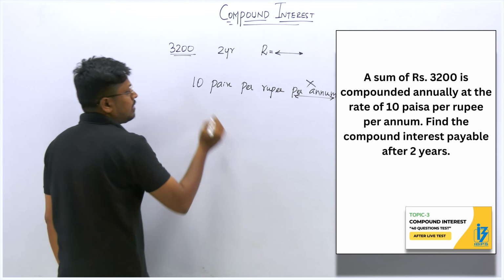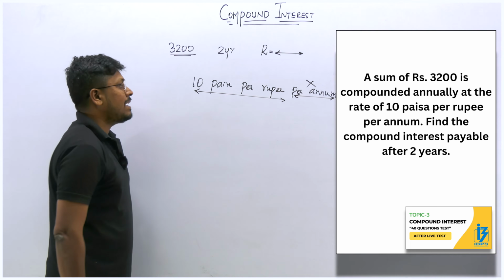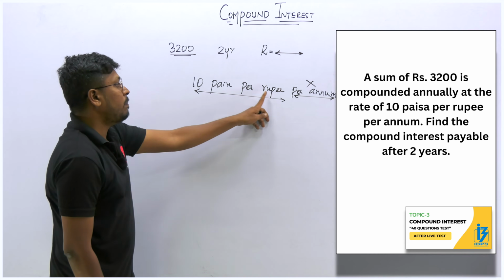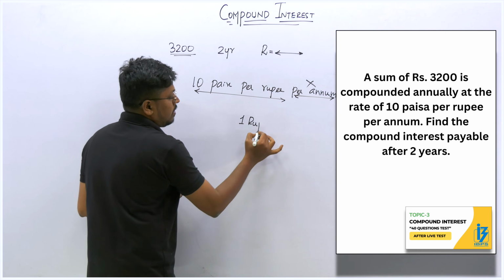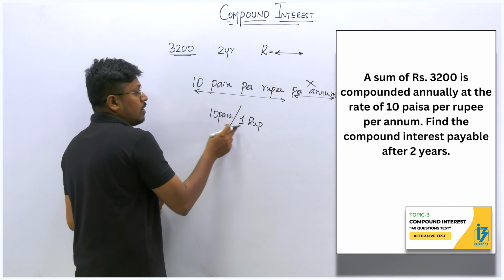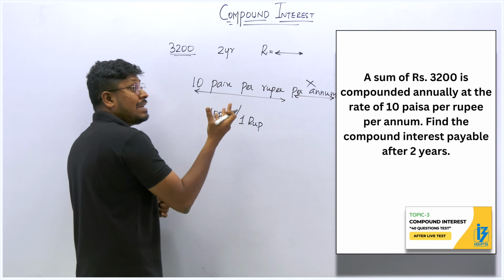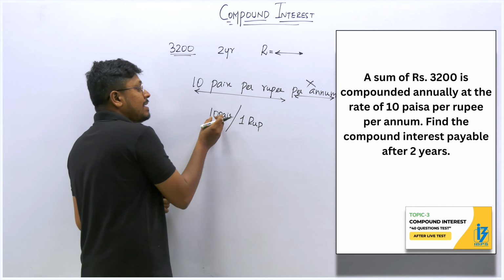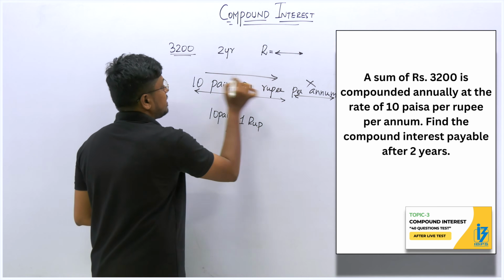This is not the problem. But the only thing is 10 paise per rupee, right? What is the meaning of this 10 paise per rupee? Per rupee will be 1 rupee. So for 1 rupee, 10 paise. That means what is the ratio here? 1:10 ratio. That means 1 rupee, which is 100 paise. So for 100 paise, they are taking 10 paise. That means the rate of interest is 10%.